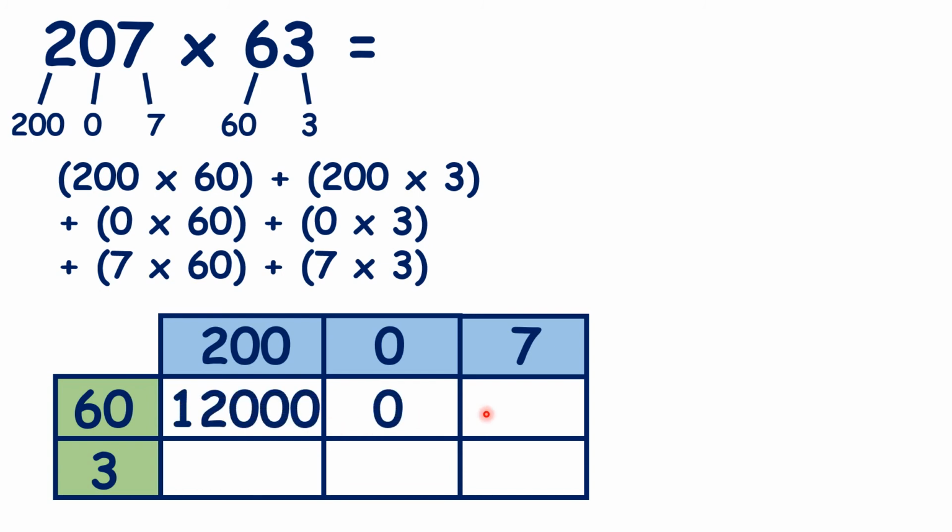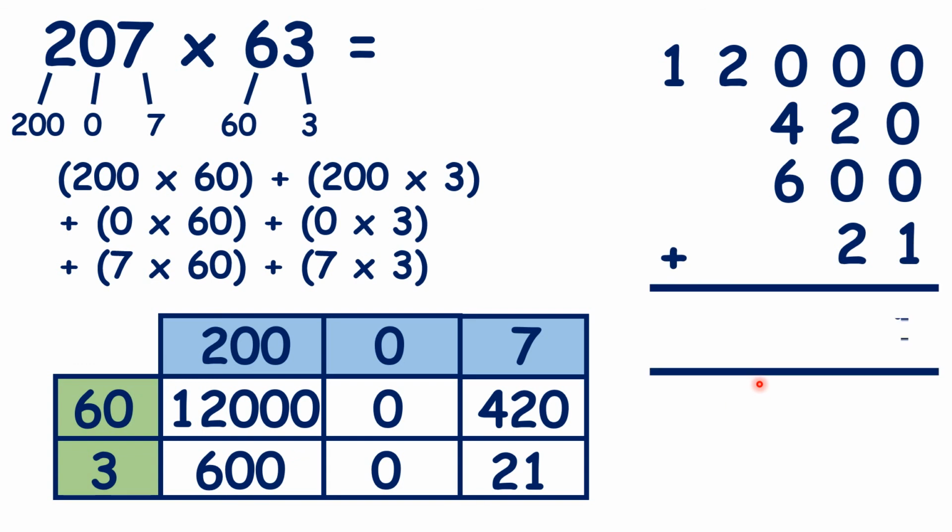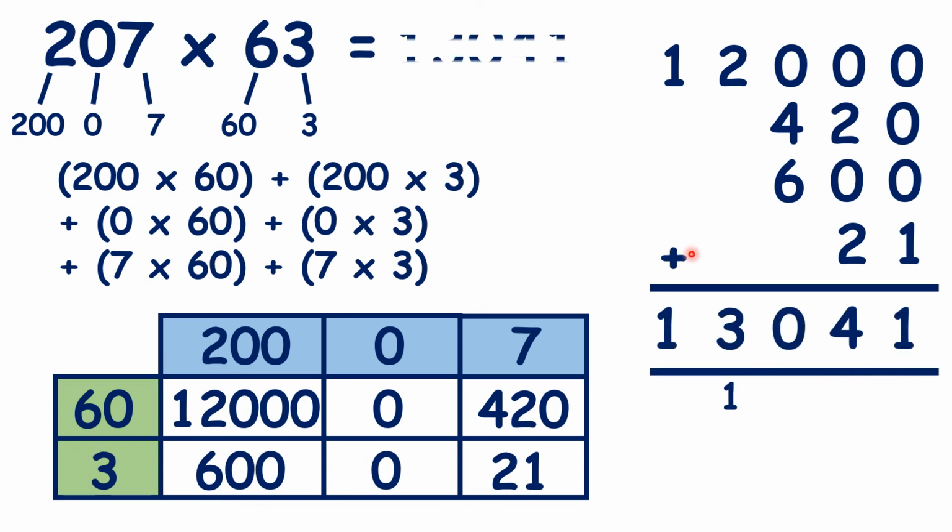So we solve our grid multiplications, add up our totals, and that gives us our answer, 13,041.